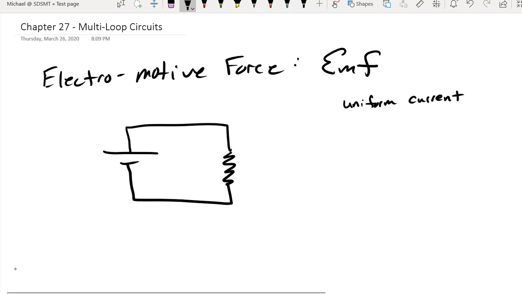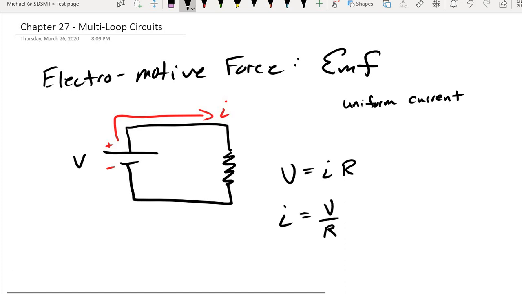So in the case of a battery, your electrochemical batteries, those can provide a pretty stable flow of current. And so if we take a battery of potential V, hook it up to a resistor, by Ohm's law, V equals IR, the current that flows out of the battery will then be the ratio of the two values.